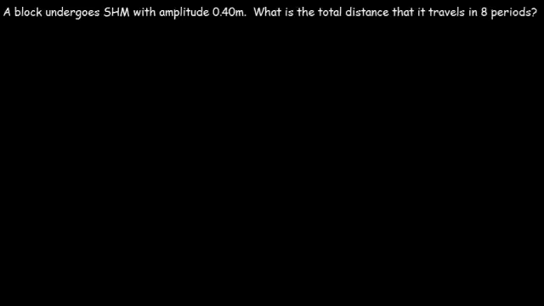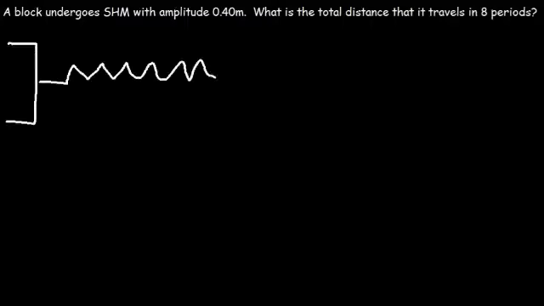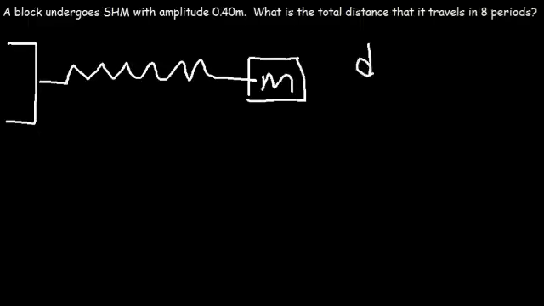A block undergoes SHM with amplitude 0.4. That's simple harmonic motion. If you see SHO, that's a simple harmonic oscillator. What is the total distance that it travels in 8 periods? Now keep this in mind. The distance that it travels in one period or one cycle is 4 times the amplitude.